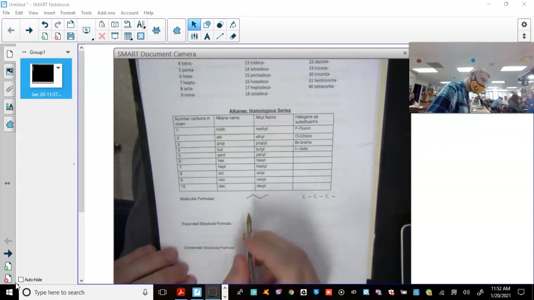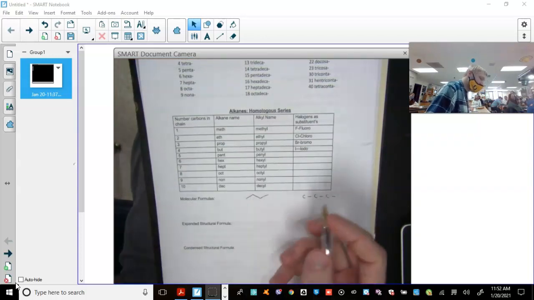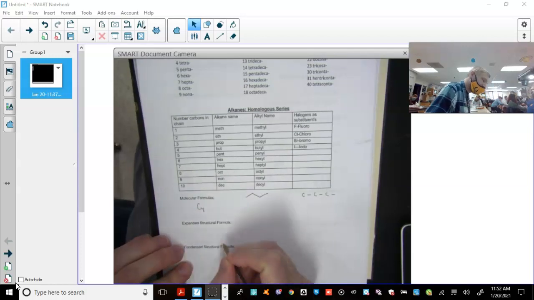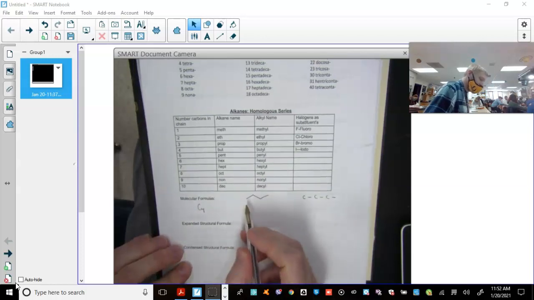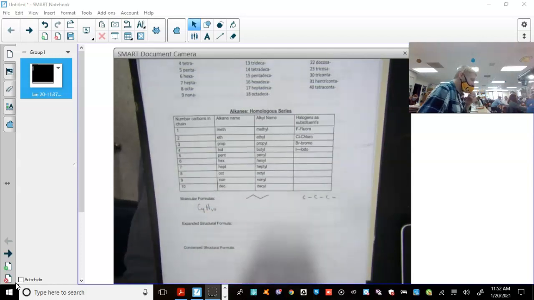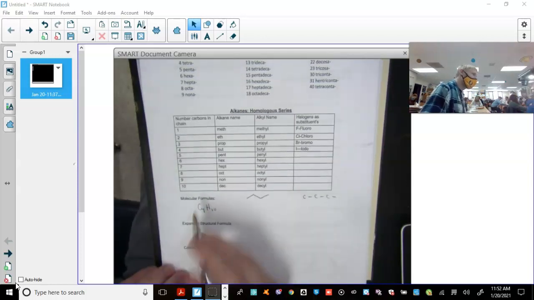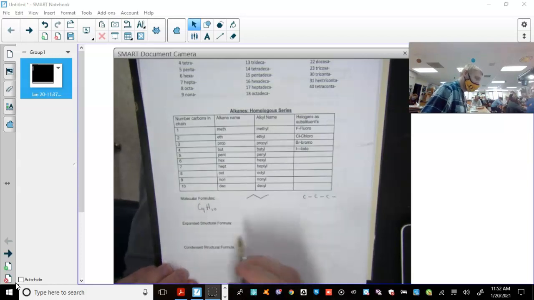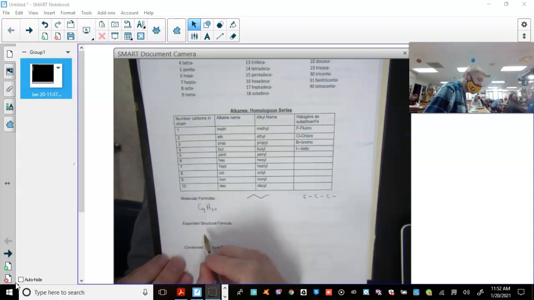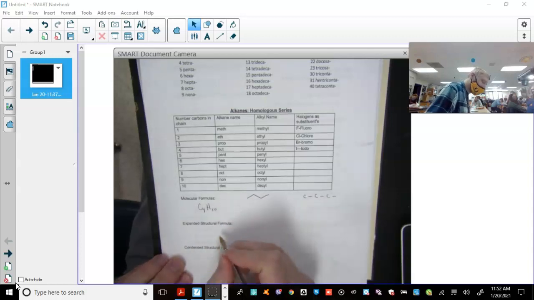So molecular formula, let's do butane. The molecular formula for butane is C4H10. We're not going to really be working with that in organics, mainly the expanded structural, condensed, and then the line angle formula. So expanded structural is what I was beginning to write there.